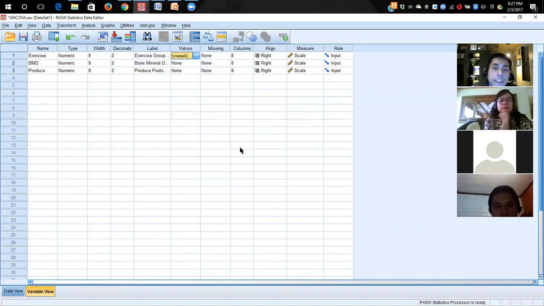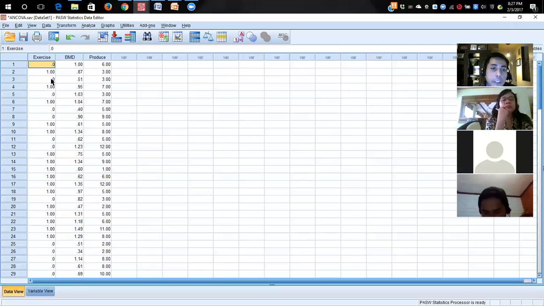Okay. And then for bone mineral density, we don't have values because it's a continuous variable. And for produce, we also don't have a value because it's, again, a continuous independent variable. Those are the requirements. So in ANCOVA, our dependent variable has to be continuous, and our independent variables have to be one categorical and one continuous.